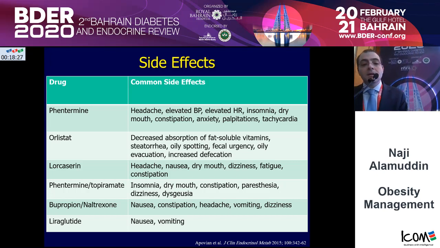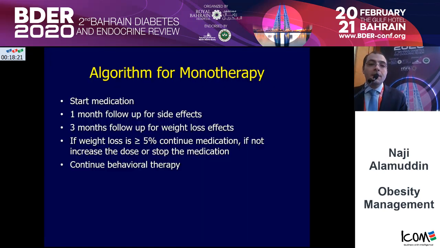Lorcaserin is generally the mildest of those, producing only headaches. And liraglutide, as you all know, can produce some nausea and vomiting. So let's say we start a patient on a medicine. What do we do after that?